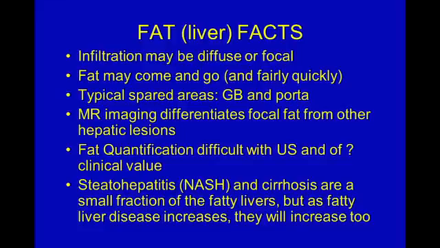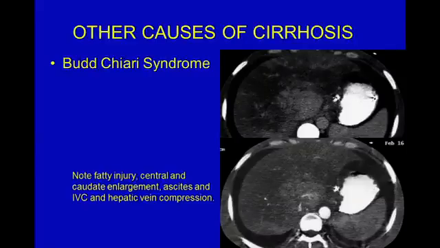It can certainly be done with MR as well. Steatohepatitis and NASH and cirrhosis are a small fraction of the fatty livers, but as fatty liver disease increases, they will too. And let's finish with one other cause of cirrhosis that we can detect by ultrasound, and that's Budd-Chiari syndrome, which fortunately is rare, but has a similar pathway to the development of liver disease and has some features that we can detect by ultrasound.